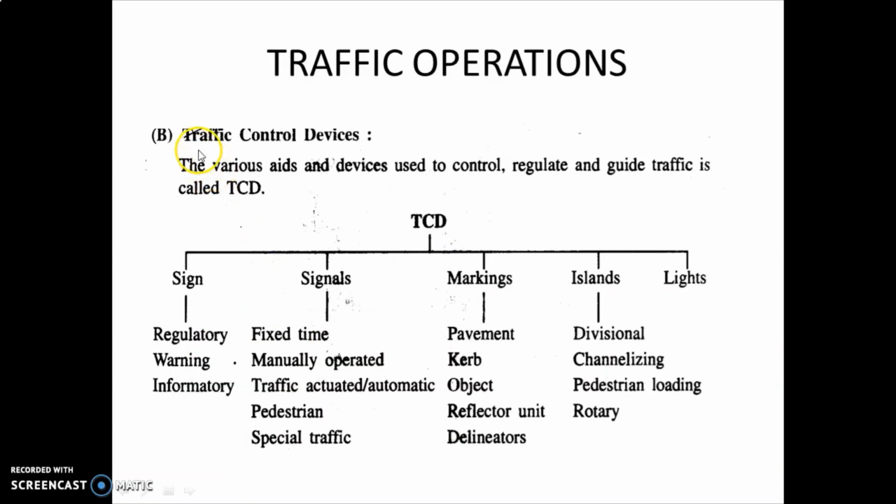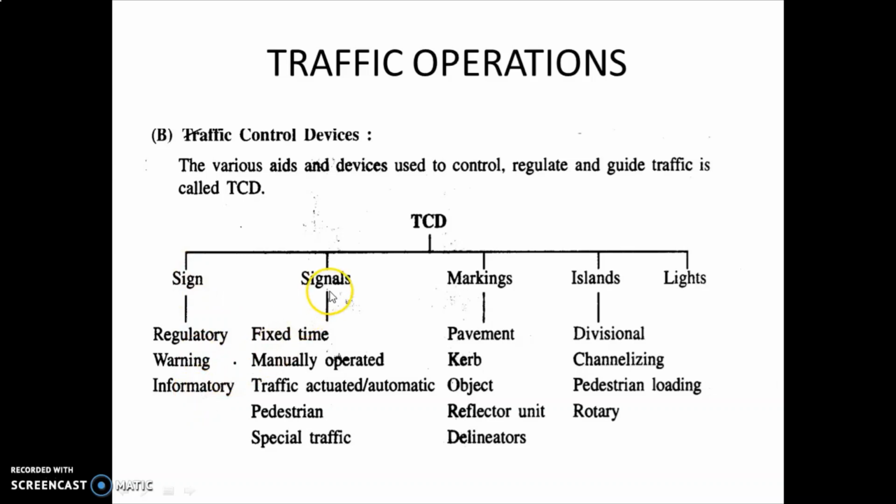In traffic control devices, there are various aids and devices used to control as well as regulate the traffic. So to control, regulate, and guide the traffic is called TCD. And TCD is classified in 5 categories. First one is sign, second one is signal, third one is marking, fourth one is island, and fifth one is lights. In sign, again it is classified in regulatory sign, warning sign, and informatory sign.